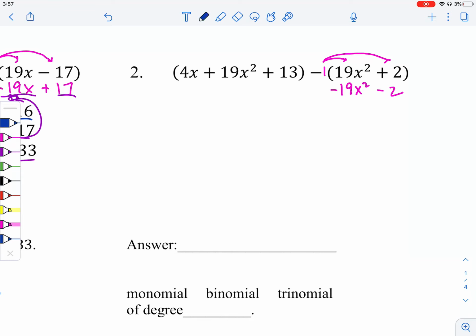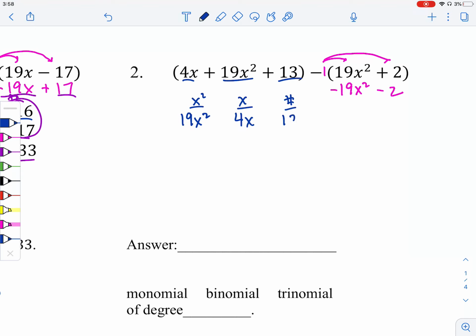And now we line them up vertically. We have our x squared column, our x column, and our numbers. We start with the first one, 19x squared, and put it in our x squared column. We have 4x, and put that in our x column.